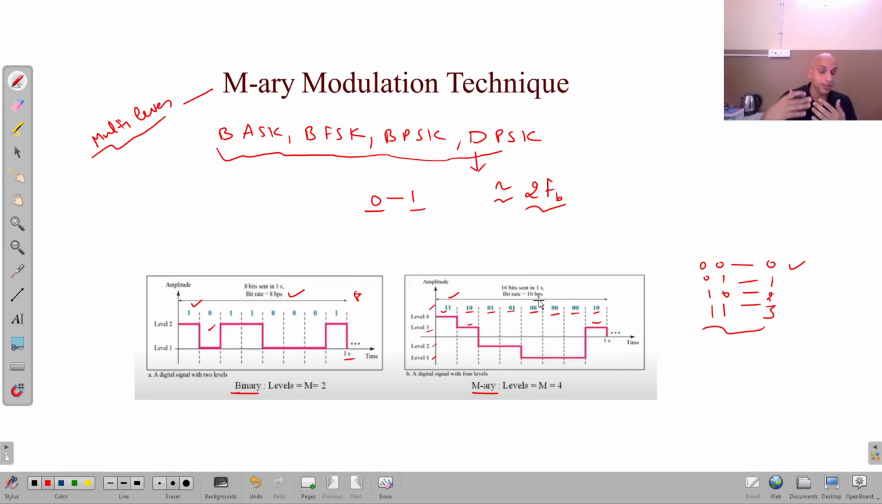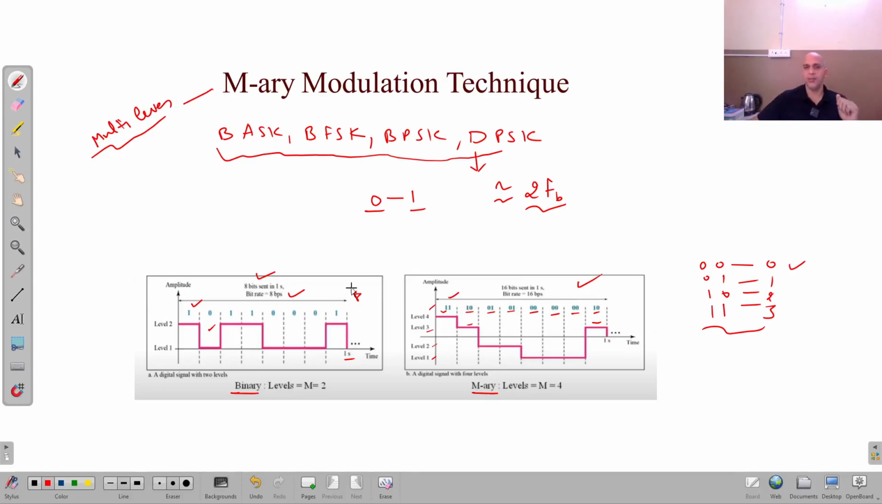So this method is more convenient. We are sending more information per unit time. The bit rate is high as compared to the binary case. This is the advantage. This comparison clearly demonstrates that in this second technique, the M-ary technique, I am capable of sending more information per unit time. And obviously the required bandwidth will be low for a given amount of data.